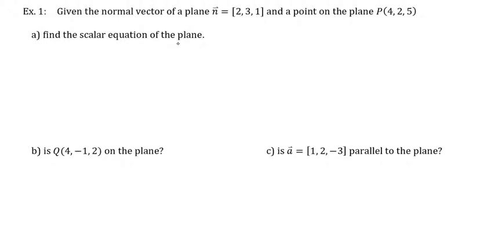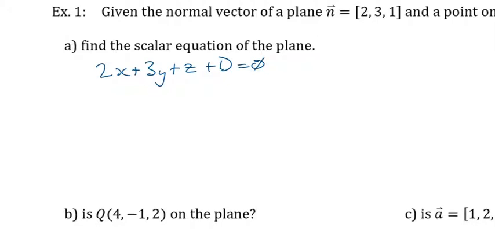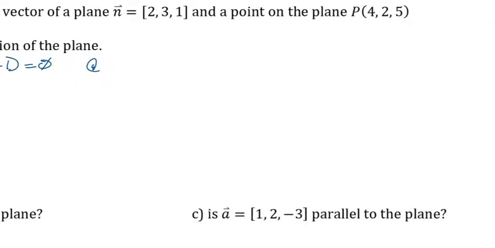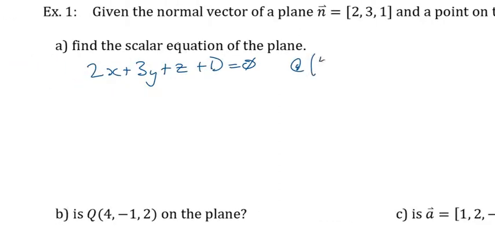This is how we did it yesterday. 2x plus 3y plus 1z, and people forget this, plus d equals 0. That's the part that people forget. They just leave the d out, so d is 0. Or for some reason, some people make up a d. I'm not sure how that works. Maybe you find the magnitude or something, I don't know. But you write it d, and then we use our point that we're given, (4, 2, 5), and sub in and solve for d.